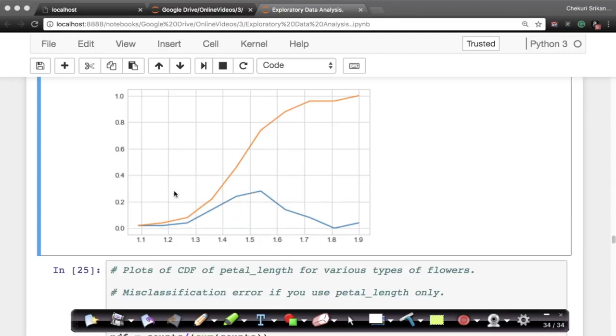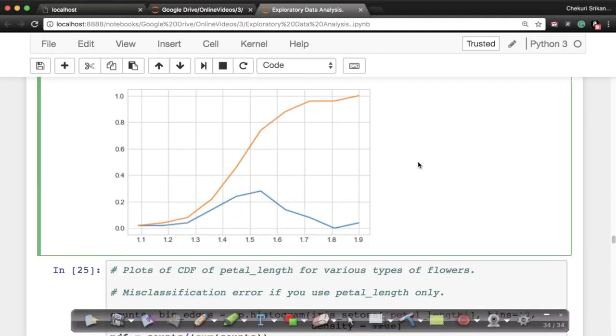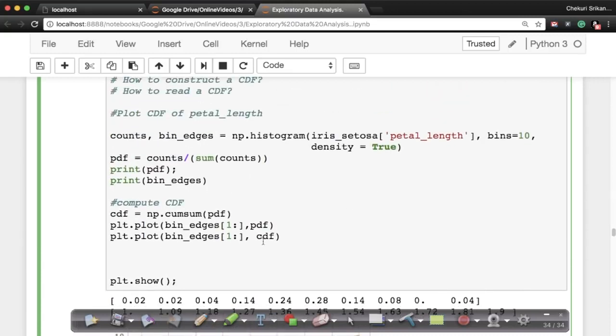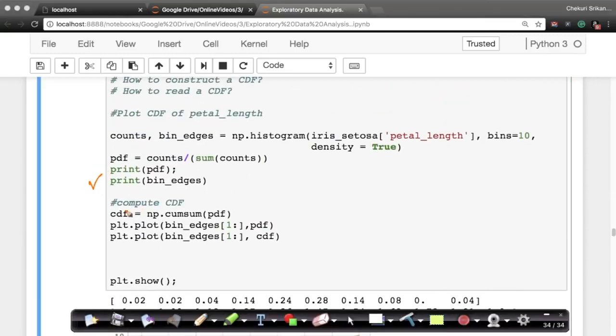From a code perspective, it's very, very straightforward. We just saw the code for PDF, right? So till here is the code for PDF. This is where I computed my PDF, also my bin edges. Here I'm using the Iris setosa dataset, and I'm computing the PDF on petal lengths with 10 bins. We saw how changing bins will change our plots.